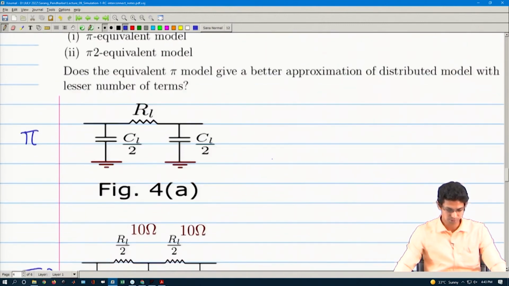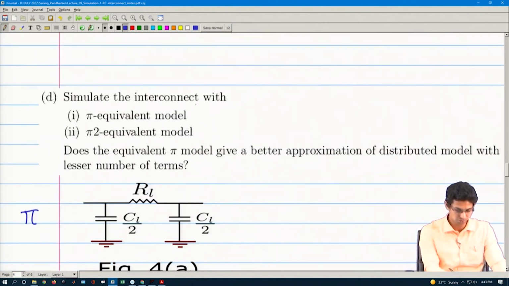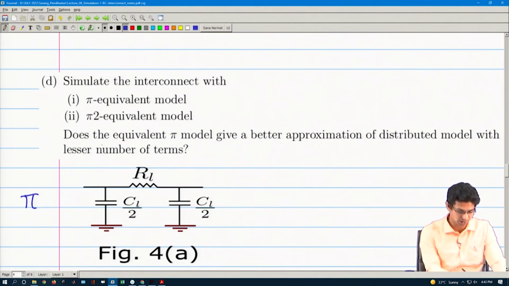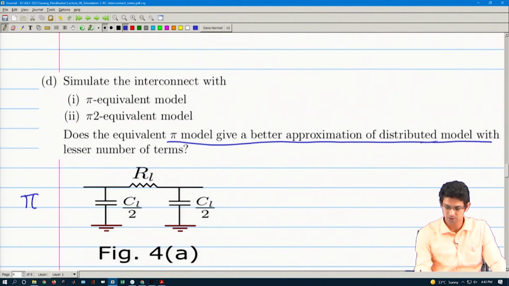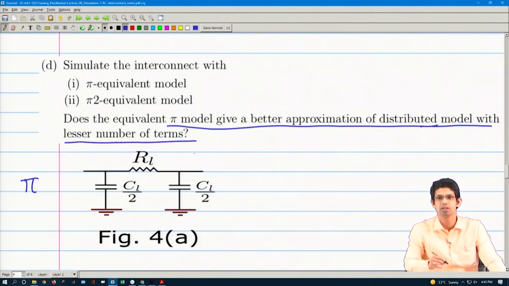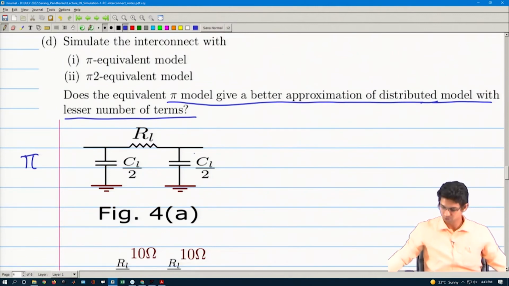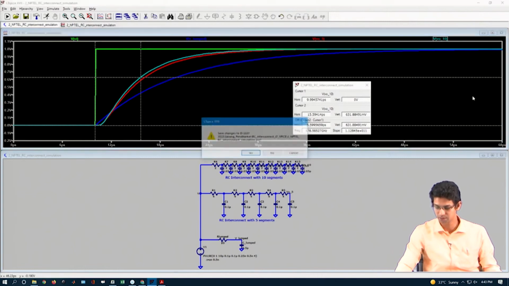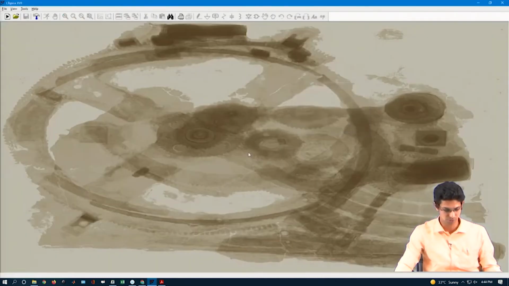What you have to do is simulate this, make this in your simulator and then check whether the pi equivalent model gives a better approximation of the distributed model with a lesser number of terms. This is something that you have to check. So, you can pause the video and go ahead and check this on your own. However, I have already made the circuit, so I will just be showing you that.